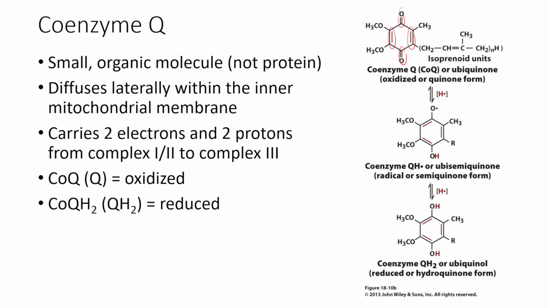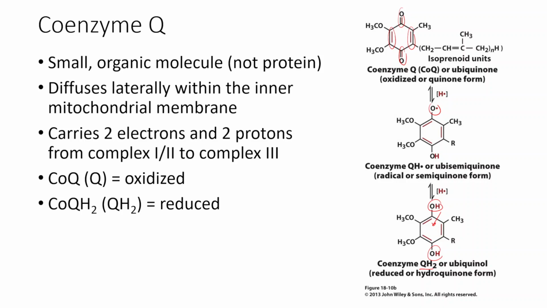It also can be in the fully reduced form, where we have hydroxyl groups here instead of the ketone groups, and we have 3 double bonds in our 6-membered ring. That's the fully reduced form, so we have QH2 or coenzyme QH2. And there's also a semiquinone form, or this radical form, when there's only one electron that's been donated. So the fully reduced coenzyme Q has two. This semiquinone form has just one extra electron, and the oxidized form has the fewest.